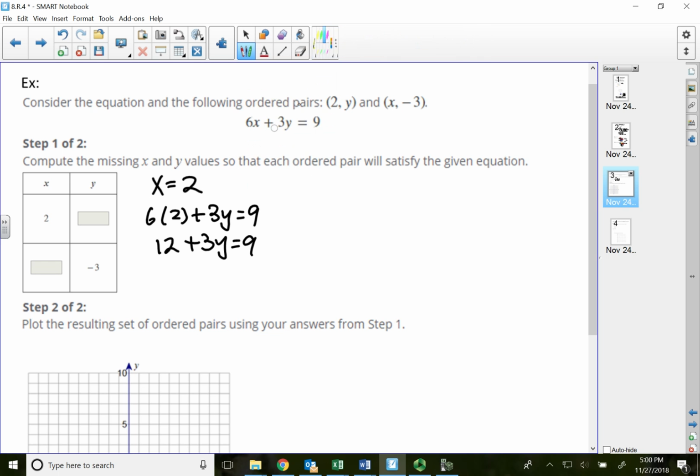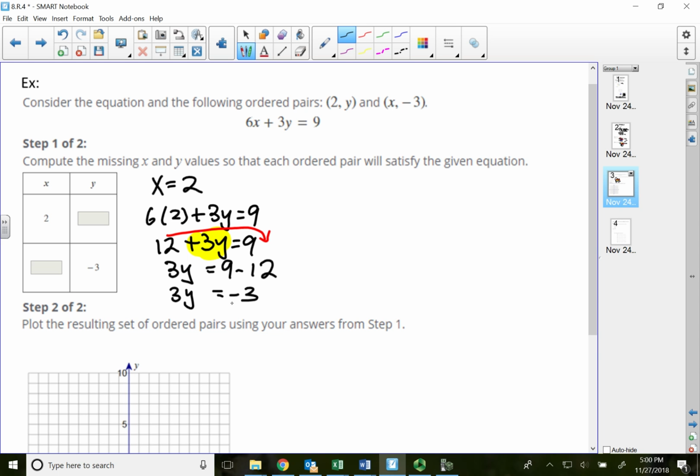All right, solving for y, my variable term here is positive. Since it's positive, I'm going to let it stay here on the left side. So move my 12 over. That gives me 3y equal to 9, positive 12 will come over, become negative. So this is going to be 3y equal to -3. Divide both sides by 3, so my y value will be -1. So when x equal to 2, my y value is -1.